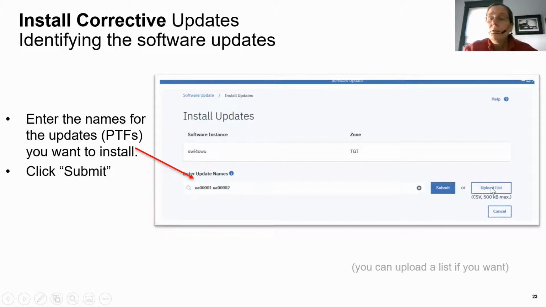Notice over here, if you had a long list of corrective PTFs that you wanted to put on, you could upload a list as well. It's really intended though that you have it in maybe a list that somebody gave you, or that you just type it out individually on that enter update name line right here.